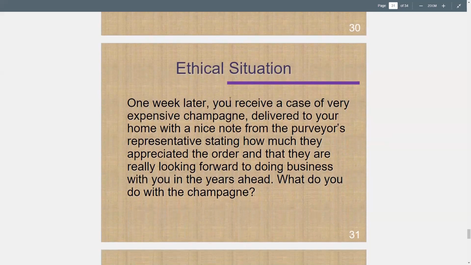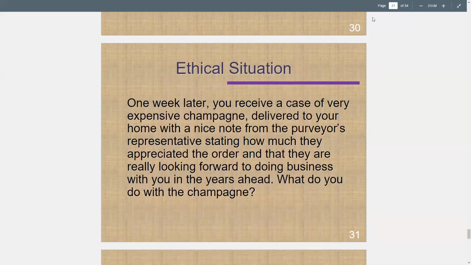A week later, you receive a case of very expensive champagne delivered to your home with a nice note from the purveyor's representative stating how much they appreciate the order. They're really looking forward to doing business with you in the years ahead. What do you do with the champagne? And I'm sure you can immediately see the issue.